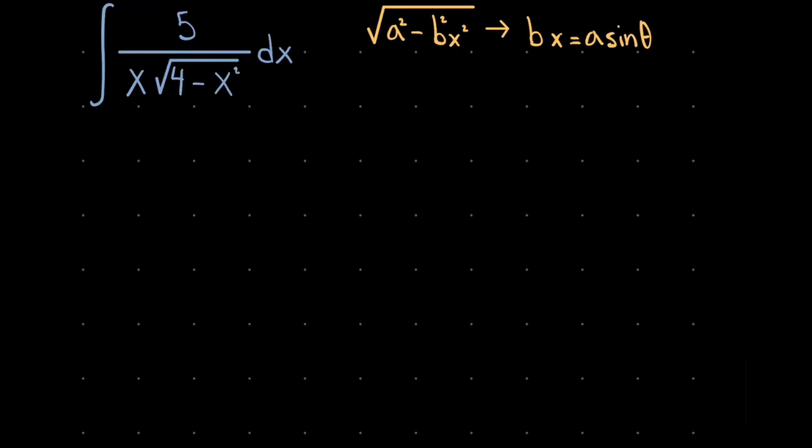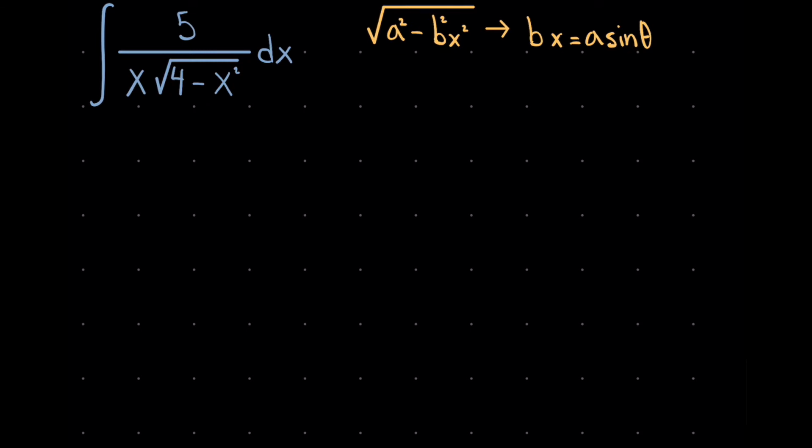So starting off, we're asked to find the integral of 5 over x times the square root of 4 minus x squared dx. And for this question, it would actually be possible to do a u substitution. You would say that u equals 4 minus x squared, and feel free to try that yourself. But for the sake of this video, we're going to do a trigonometric substitution. So we see that we have a constant minus an x squared term. So that tells us we want to do a sine substitution.